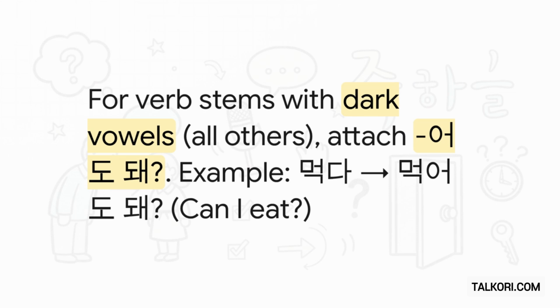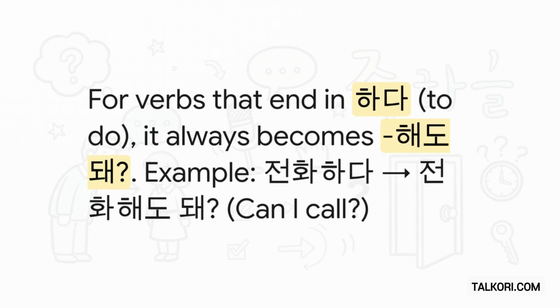If the last vowel of the stem is anything other than a or o, you just use 어도 돼. So take the verb 먹다, to eat. The vowel is o, so it becomes 먹어도 돼. Can I eat? And finally, we had the easiest rule of all. For any verb that ends in 하다, it always becomes 해도 돼. No exceptions. It's great. So 전화하다, to make a phone call, is just 전화해도 돼?